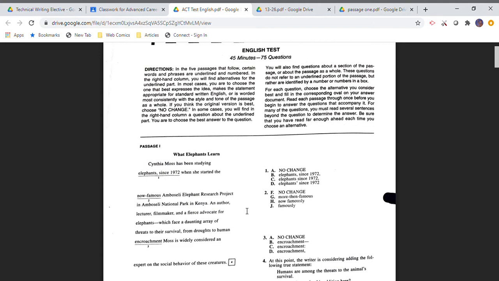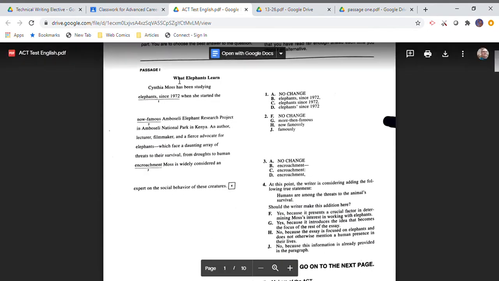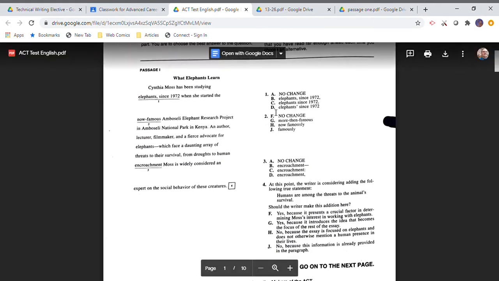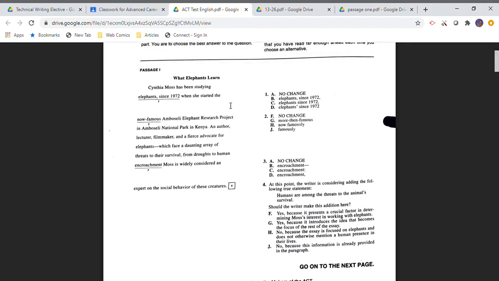Okay, so we're going to start with passage 1. What elephants learned. Cynthia Moss has been studying elephants since 1972, when she started the now famous Amboseli Elephant Research Project in Amboseli National Park in Kenya. All right, we had 2 underlined parts, so let's go check the questions.